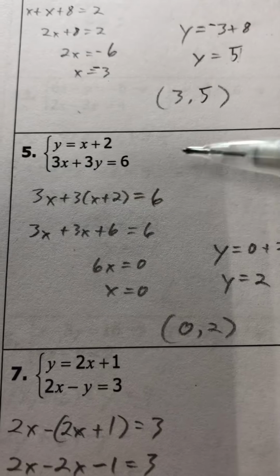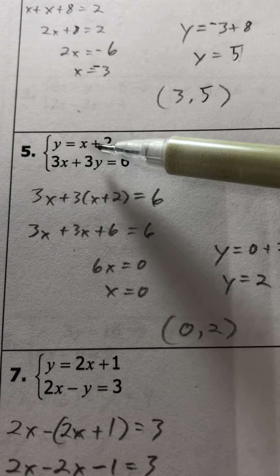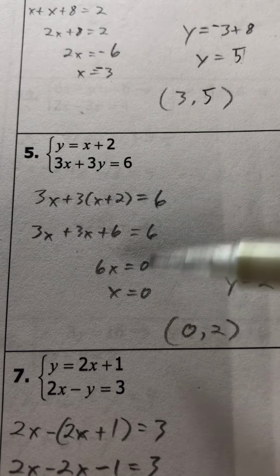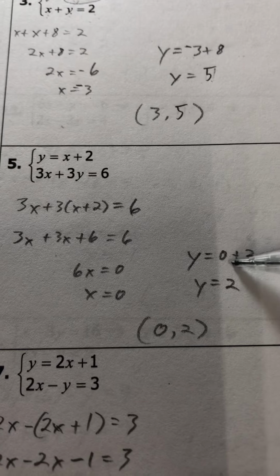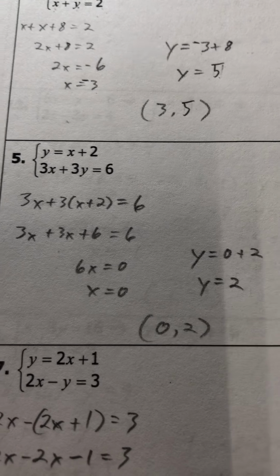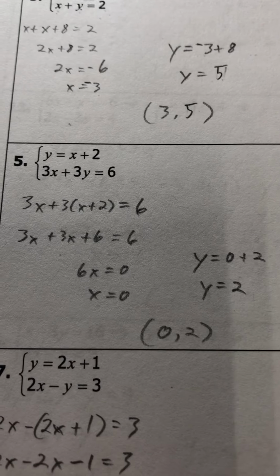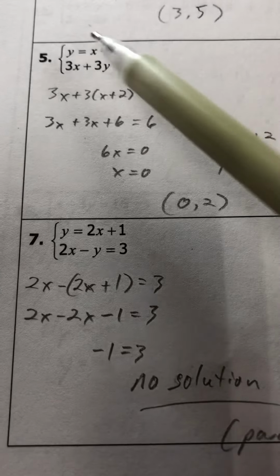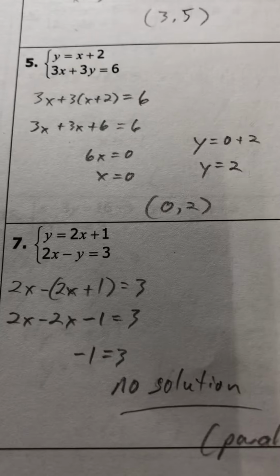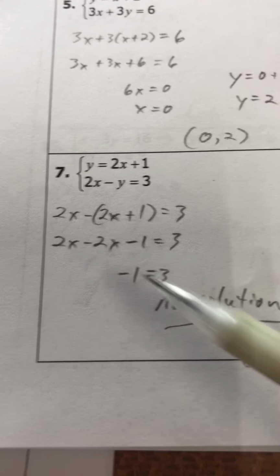For number 5, you see that y equals this. I substitute this in for y, and I end up getting x equals 0. So if x equals 0, y is going to equal 2. Plugging that into either one of those, you'd see that would work out too. Number 7 is an interesting one.